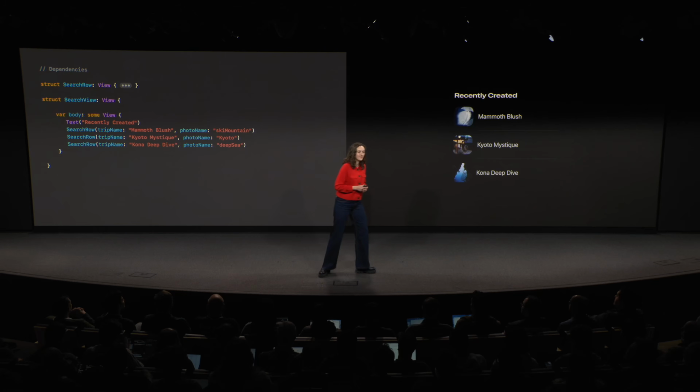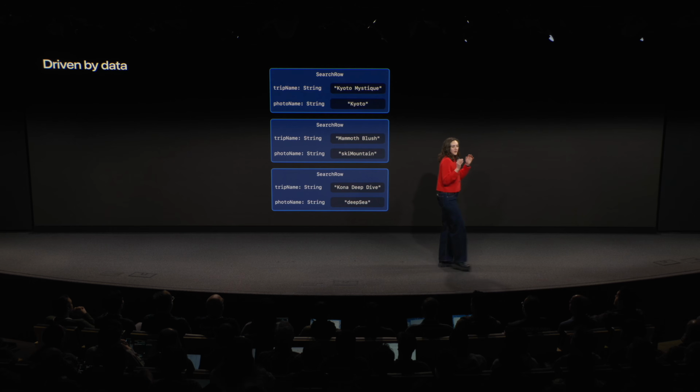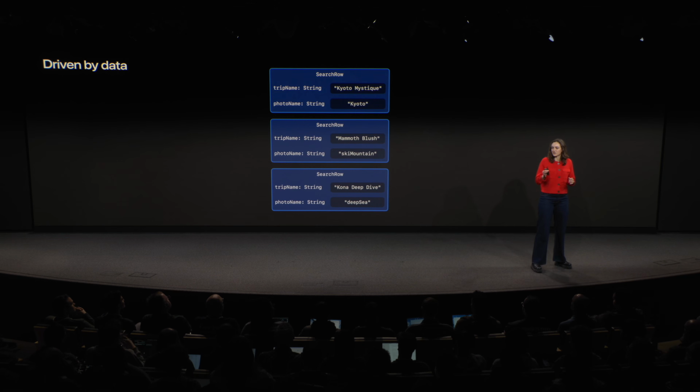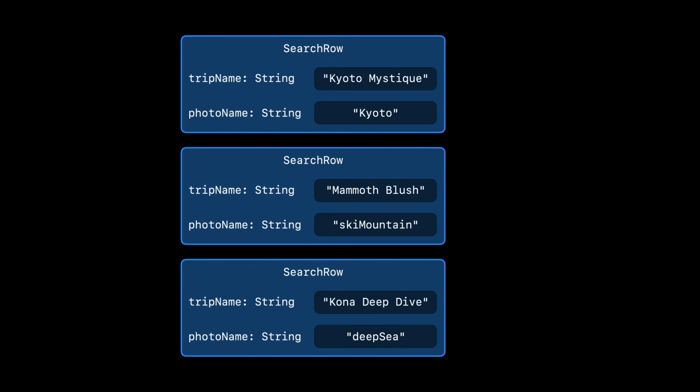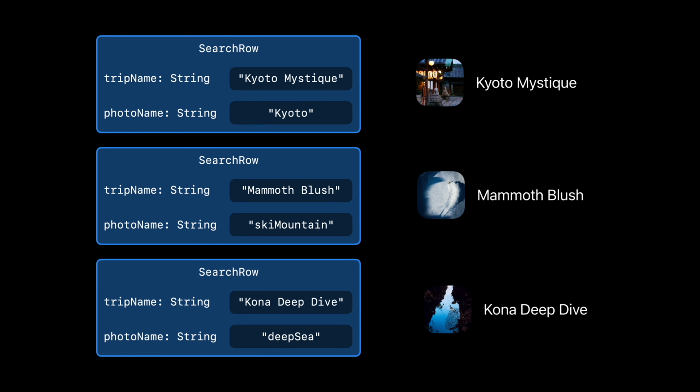I want to highlight one more thing about these search rows. Just like the image views from before, each instance of the search row has a different value based on the trip name and the photo name. SwiftUI can easily compare these and notice they're not equal. After SwiftUI draws the pixels on the screen, it releases the instances of the views. It doesn't need them anymore because the pixels are rendered.